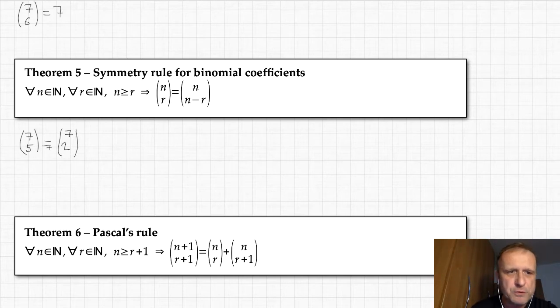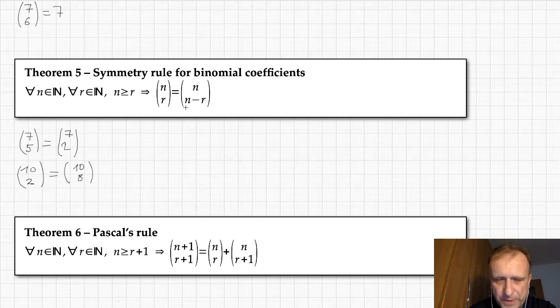Sorry. So these two are the same. Or we can say that 10 choose 2 is the same as 10 choose 10 minus 2, which is 8. So these two are the same. To prove this, let me start with the definition. N choose r, according to the definition, is n factorial over r factorial times n minus r factorial.